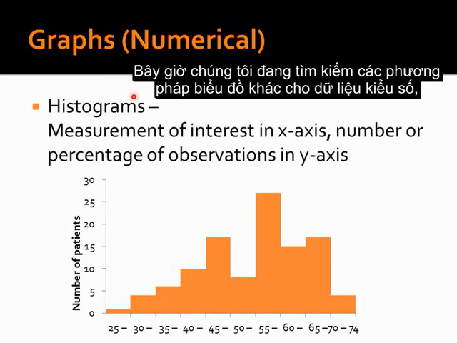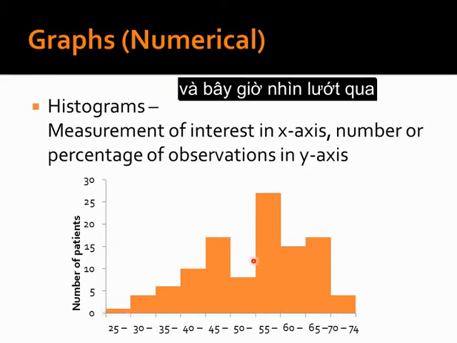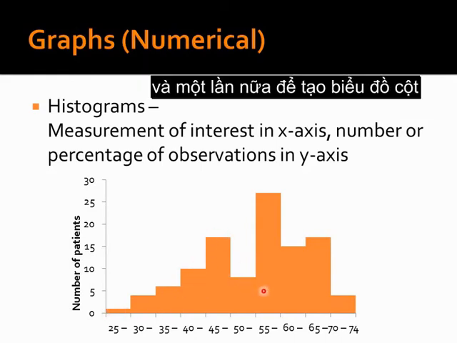Now we're looking for the more graphical methods for numerical type data. Let's start with the most basic one, histograms. I'm sure you've seen them before. At a quick glance, they look exactly like what they are, which are bar charts. Right? They're basically bar charts.